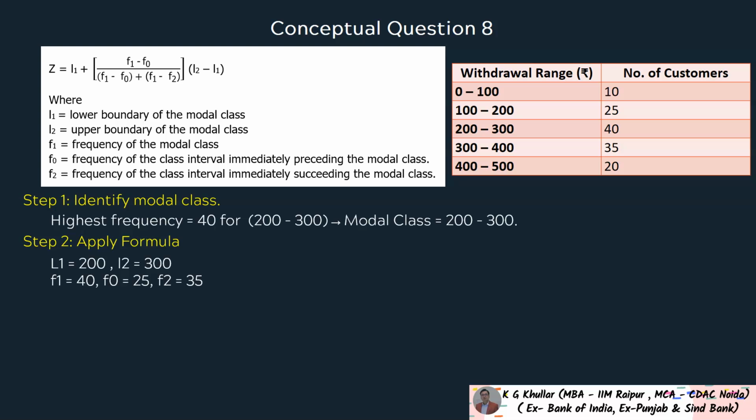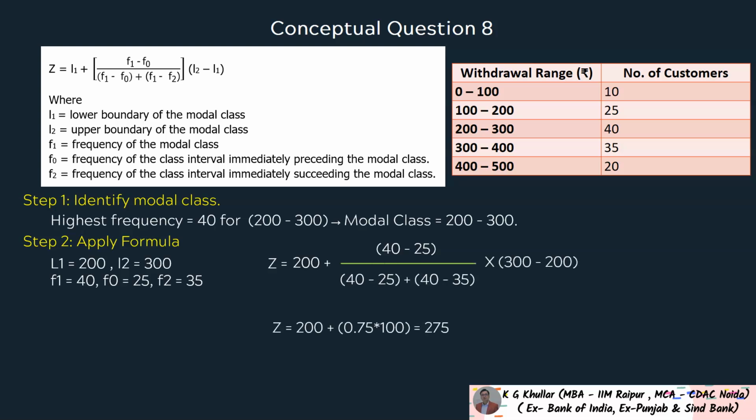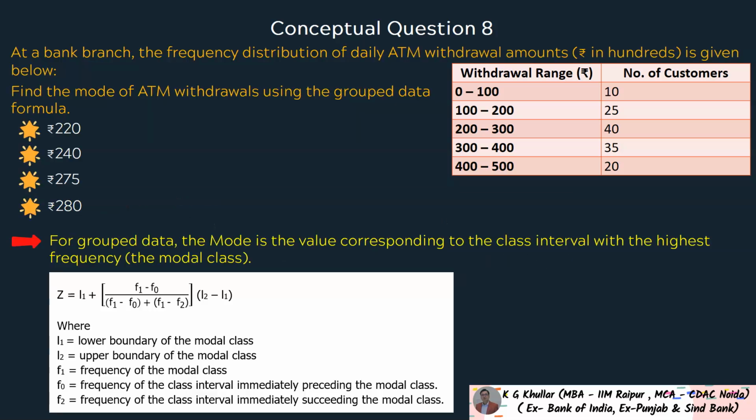So just substitute all these values in the formula. We get Z equals 200 plus (40 minus 25) divided by (40 minus 25 plus 40 minus 35), and the whole of this multiplied by (300 minus 200). And on solving this, you will get Z equals 275. So the correct option for the given question is option C.